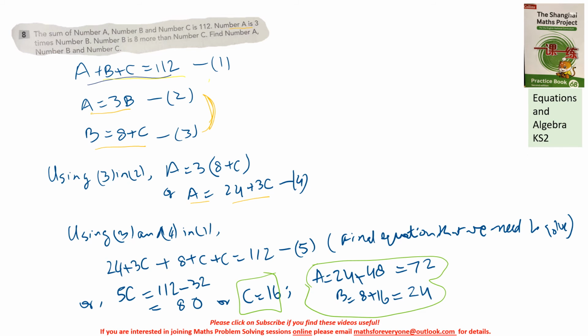Then we use 3 and 4 in 1. If you do that, it is 24 and 3C in this equation, and I name it number 5. This is the final equation that we need. We solve for C, and we get C is 16, and from there we get A and B. So that's quite straightforward.